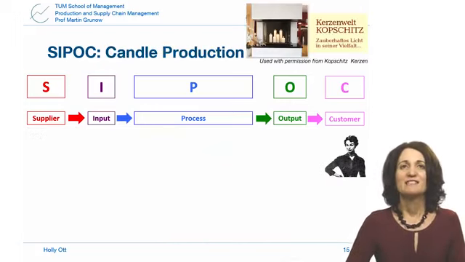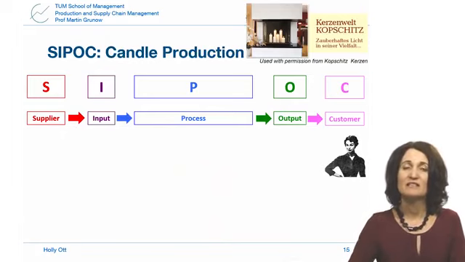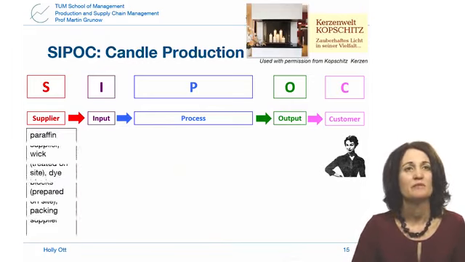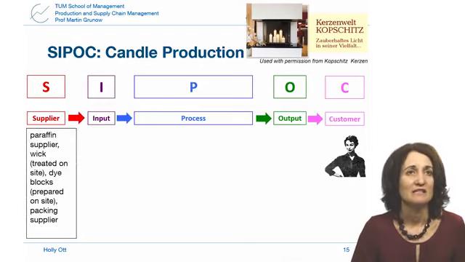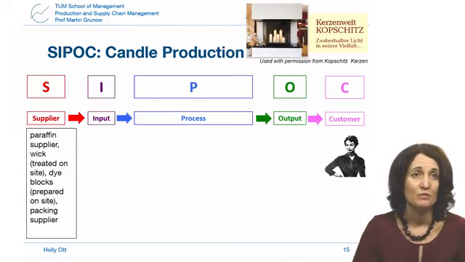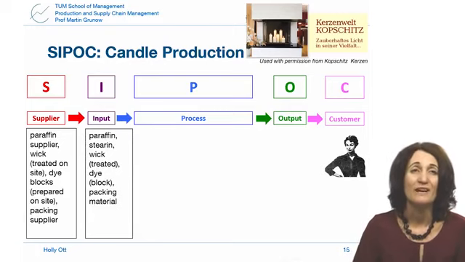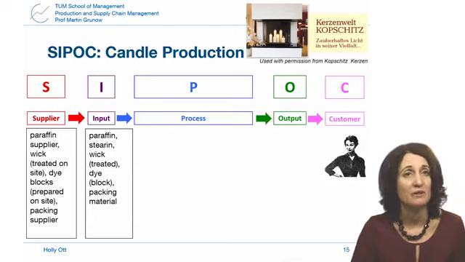If we look at candle production, a process maybe less familiar for most of us, we have as inputs things like raw paraffin. I'll put the inputs on there. We have the wick that comes in. We have different types of dye to dye our candles different colors, and we'll have our packing material.